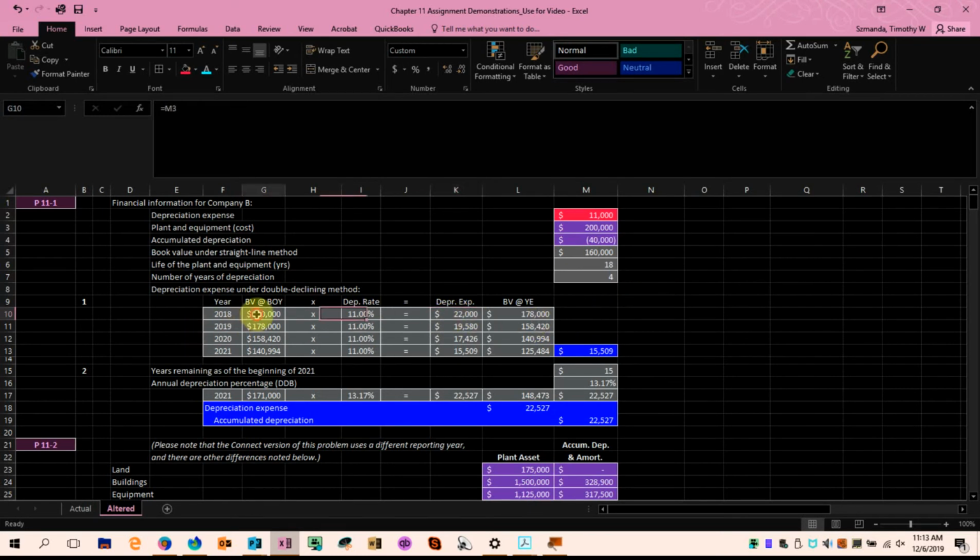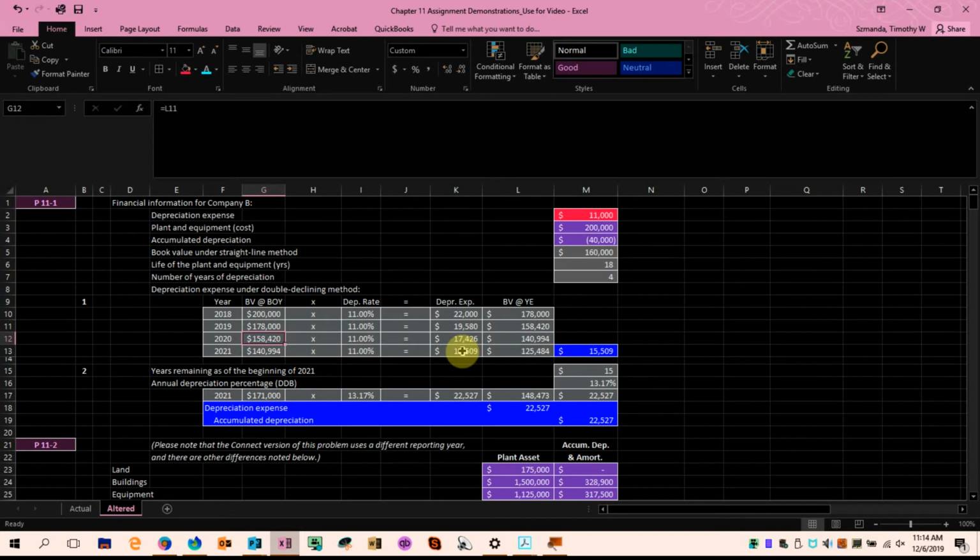I took the $200,000 and netted against it the $22,000 depreciation expense, and therefore we have a book value at year end of $178,000. We're going to bring that $178,000 back to the next row under 2019 as the beginning balance. And then we'll multiply that by the same rate. And we have a slightly different depreciation expense, a lower one, because we're applying 11% against a declining balance. And then we update the balance by taking the 178 less the 19,580, using my numbers, and we wind up with 158,420. We bring that over to 2020 and we just repeat this process.